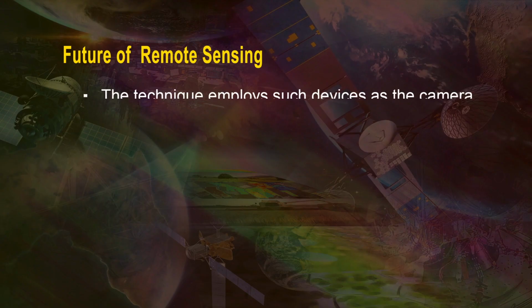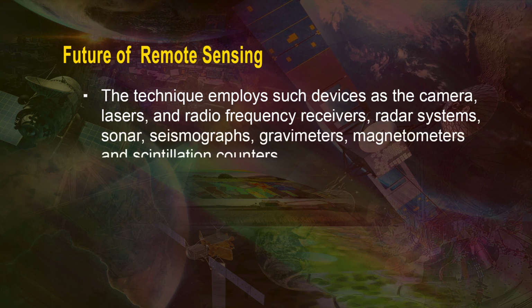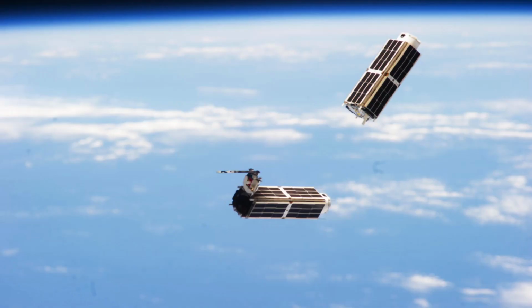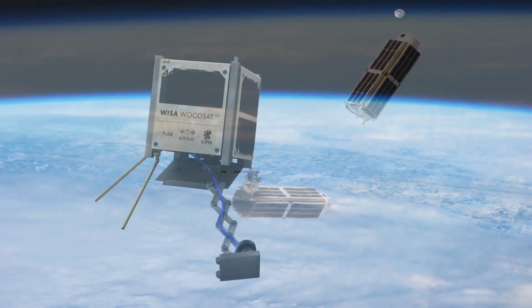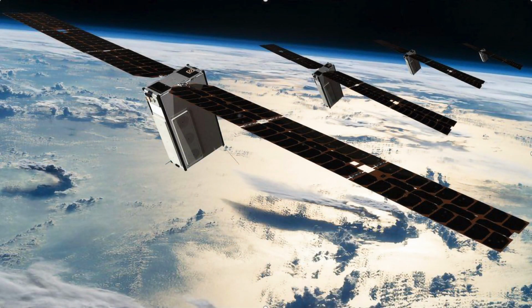The techniques employ such devices as the camera, lasers, radio frequency receivers, radar systems, sonars, seismographs, gravimeters, magnetometers, and scintillation counters. A common expectation from the remote sensing community is the ability to acquire data at high resolution at no cost, with open resource support, and for the creation of new applications by integration of spatial or aerial and ground-based sensors. The development of smaller, cheaper satellite technologies in recent years has led many companies to explore new ways of using low Earth orbit satellites.